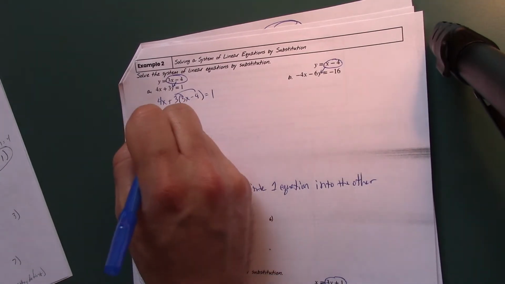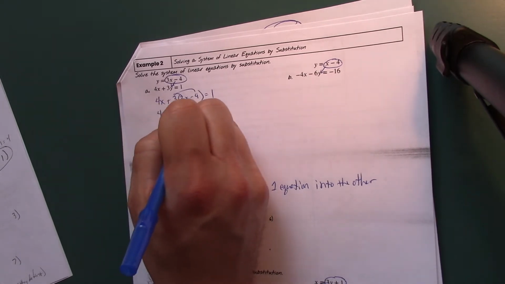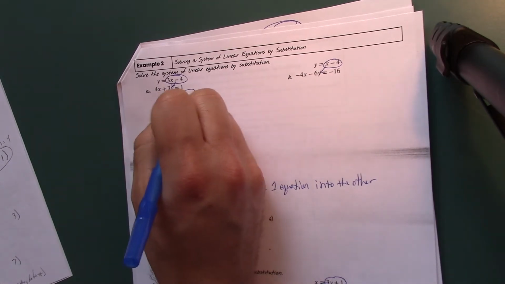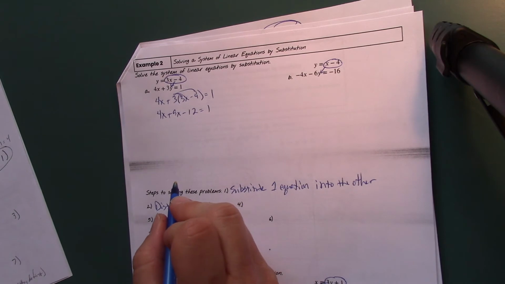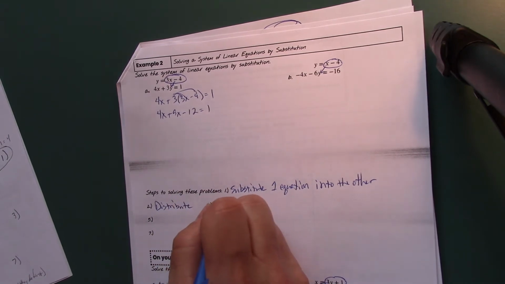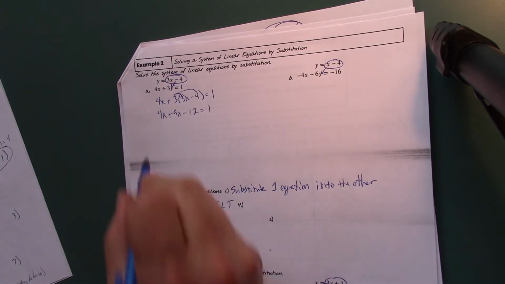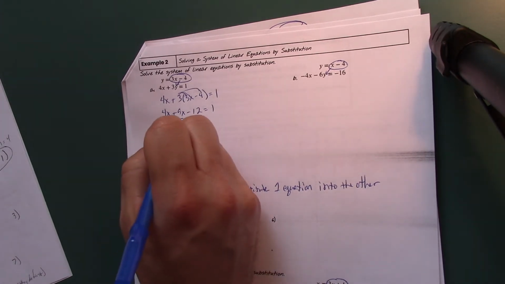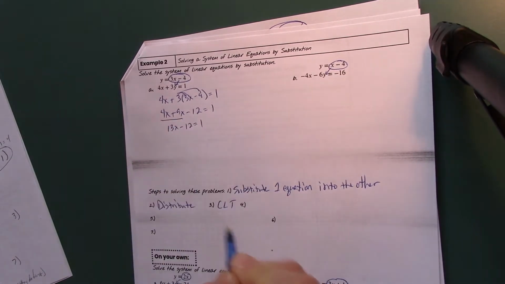Okay, so let's do that. 4x plus 9x minus 12 equals 1, because we got to times this to get 9 and times that to get 12. You can see here, combine like terms is going to be next. Combine like terms, which means add those together to get 13x minus 12 equals 1.